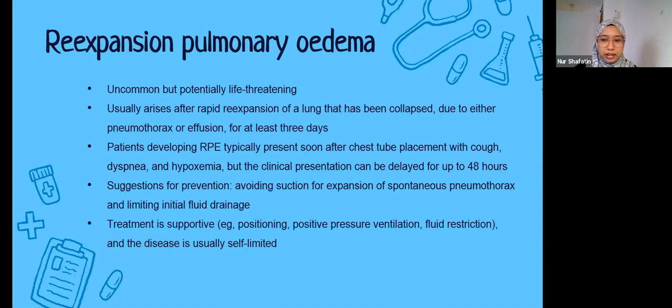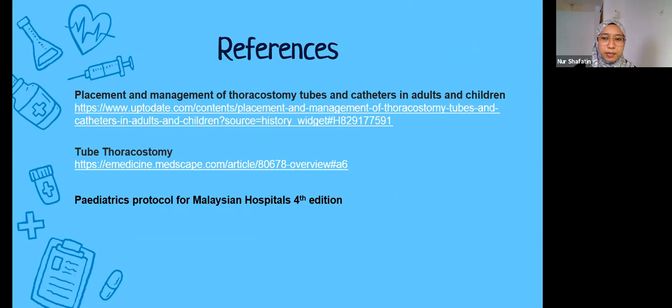So the suggestion for prevention is to avoid suction for expansion of spontaneous pneumothorax and to limit initial fluid drainage. The treatment is supportive, including positioning, positive pressure ventilation, and fluid restriction, and the disease is usually self-limited. These are my references.